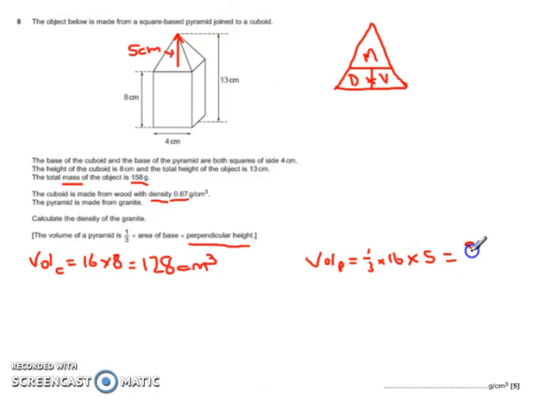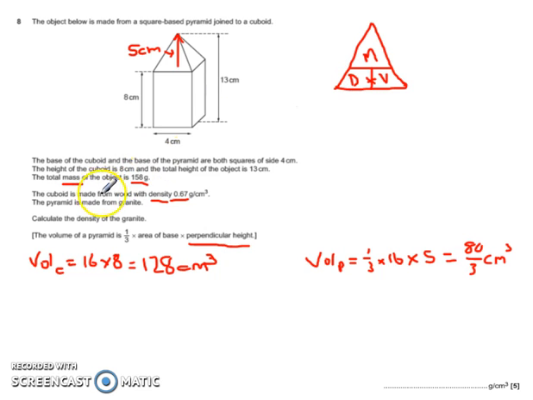Alright, so 80/3 centimeters cubed. Alright, now we've got the volume of the cuboid and the volume of the pyramid. That's one of the things that we needed for that triangle. What we need now is the mass of the pyramid.